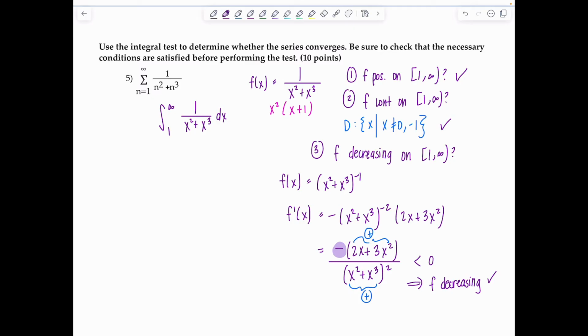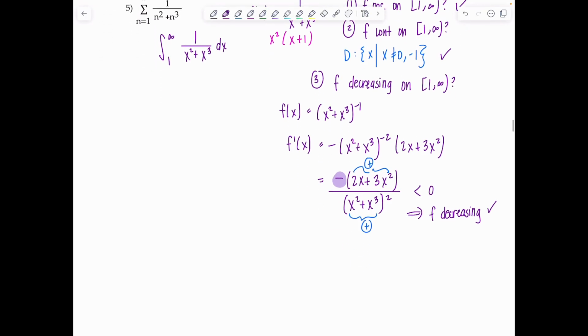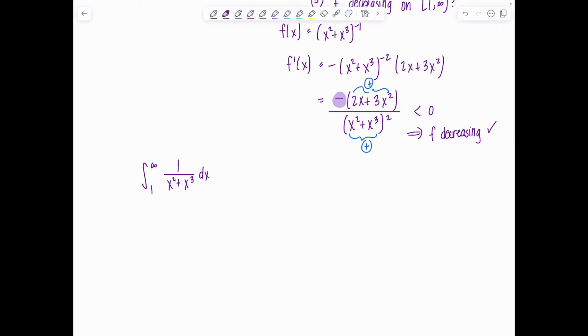Okay, so now we can perform the integral test. Wonderful. So let me drag this little guy down. We may proceed. So what do you do first? Well, with an improper integral, you have to rewrite it as a limit. So I'm going to rewrite this as the limit as t approaches infinity of the integral from 1 to t of 1 over x squared plus x cubed dx. Now, how would you evaluate this integral? Well, it's a rational function, so we should do some partial fraction decomposition. Oh yes.